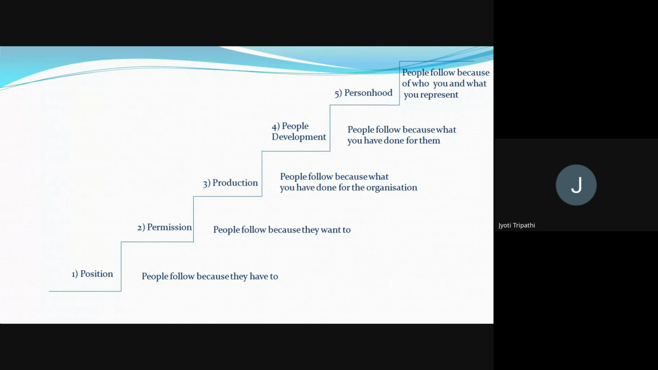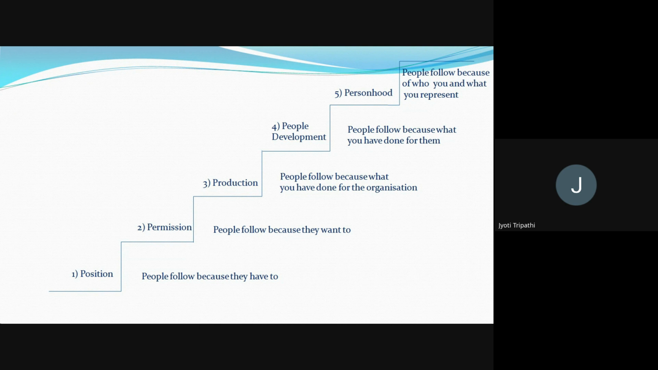Now, very quickly, I tell you this ladder here, and this ladder speaks about different kinds of leadership. The first is position based leadership, where you are always saluted, or you are given importance and people follow you just because of your position in the authority. Second is permission. People follow you because they want to. So, I mean, they have the self permission.